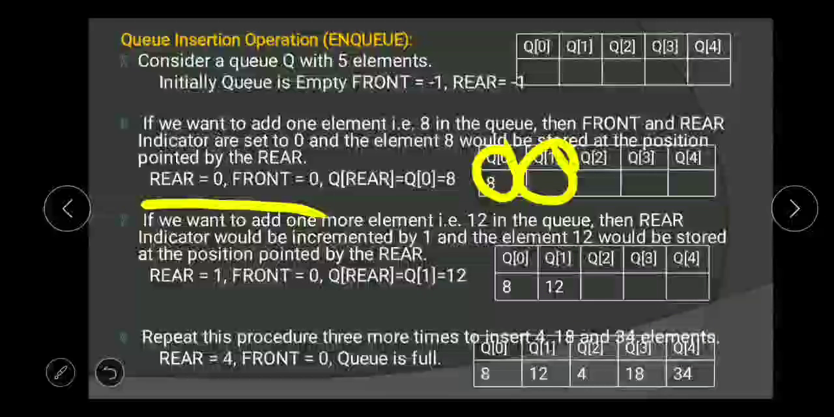And repeat this procedure 3 more times to insert 4, 18 and 34. Then we get the queue with rear is equal to 4 and front is equal to 0. The queue is now full.